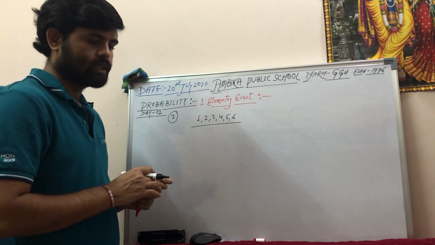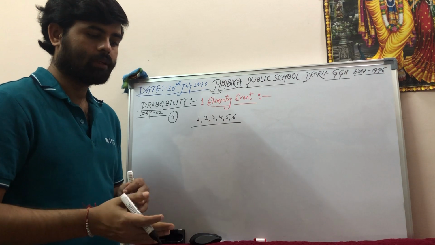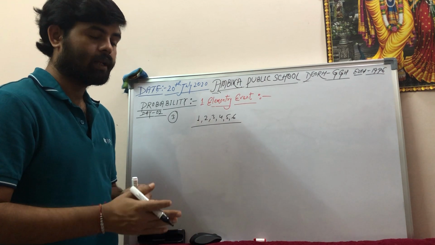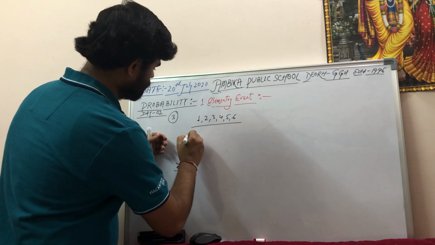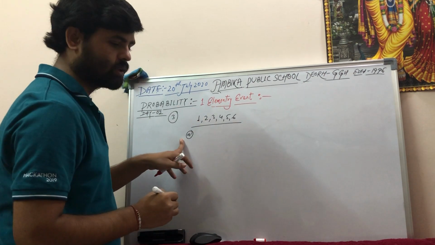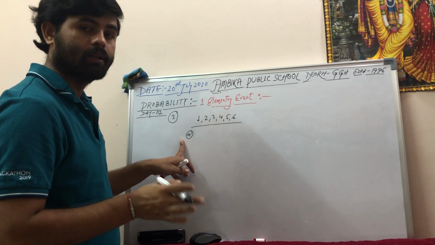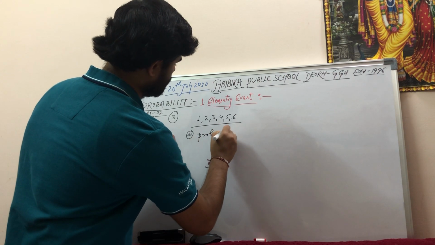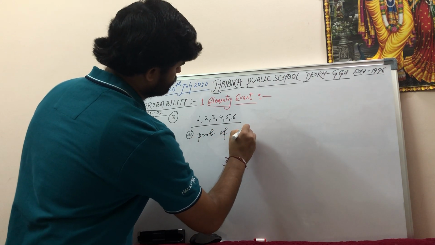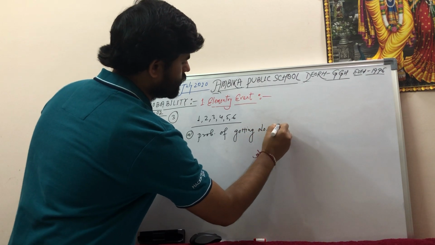So the question is, suppose we are throwing a die once, what is the probability of getting a number greater than 4? In the question, the first part is: what is the probability of getting a number greater than 4?